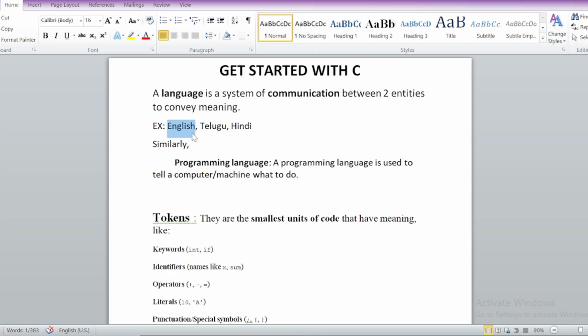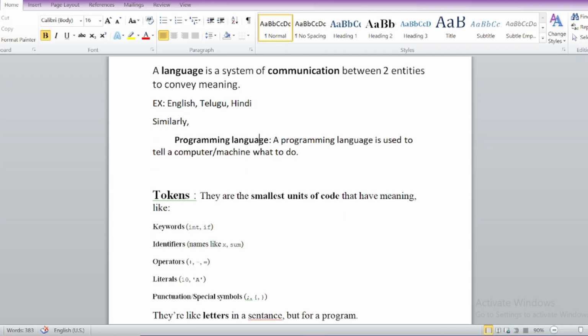Similarly, if you consider a programming language, it is a language that is used to tell a computer or a machine what to do. What task a computer should perform, we will tell using the programming language. And programming languages include C, Java, Python, C++, and many more.